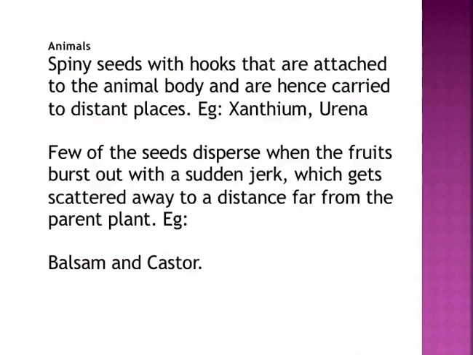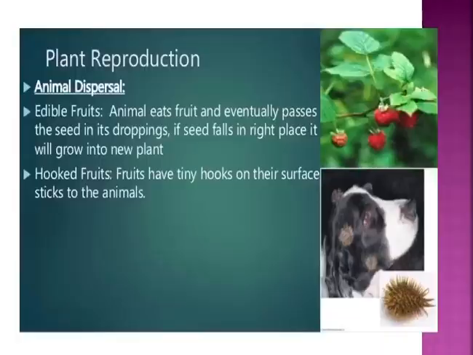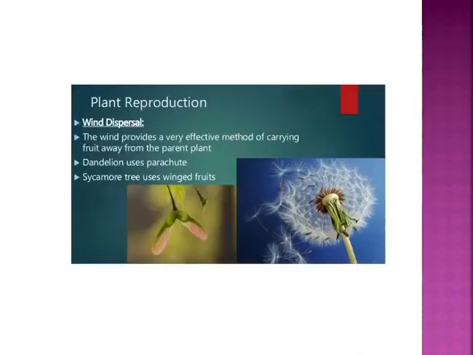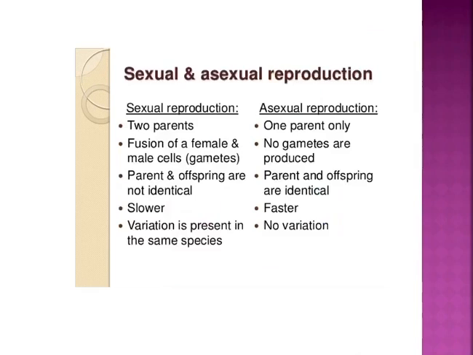For example, xanthium. And a few of the seeds disperse when the fruits burst out with a sudden jerk, which scatters them far from the parent plant. This is how explosion of the fruit takes place. For example, in balsam and castor, the seeds are dispersed when the fruit bursts. This is how dispersal takes place. This is about all types of dispersal agents: animal dispersal, wind dispersal, and water dispersal.